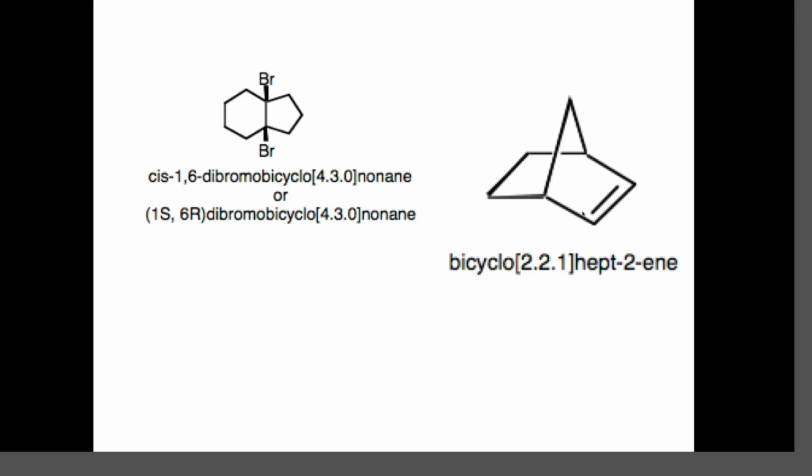Bicyclo[2.2.1]heptene, or hept-2-ene. That's actually very similar in structure to a molecule I think you'll be using in the lab part of this course, where it's a bicyclic compound. It also has 2 methyls here, so that's 3 methyls total.